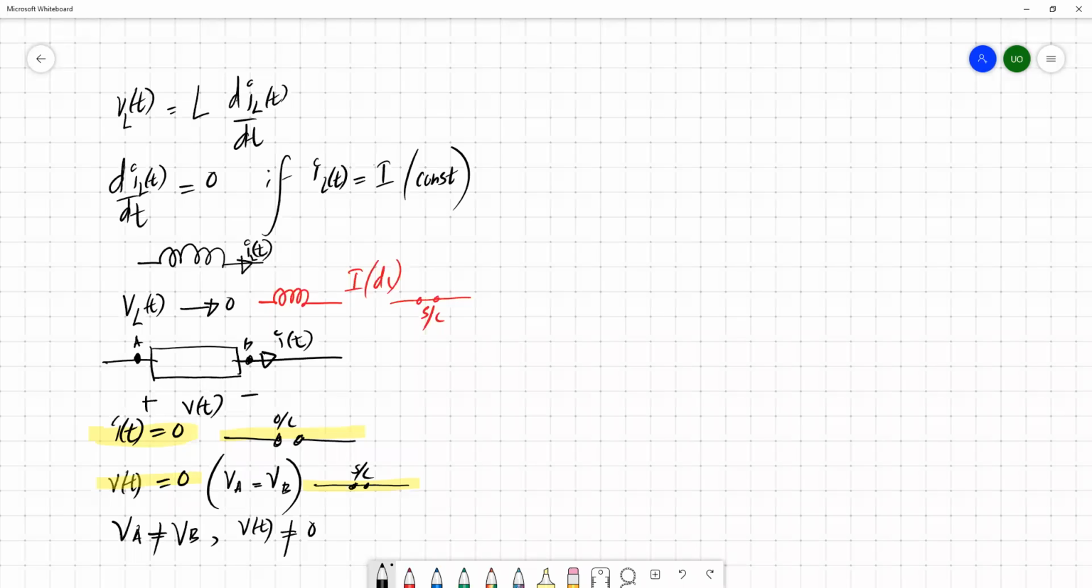Similarly, we can argue this. This is the voltage across the capacitor. C times the derivative of the, sorry, the other way. This is I.